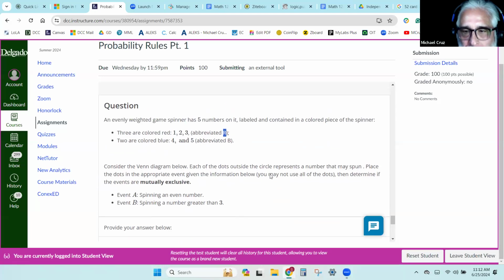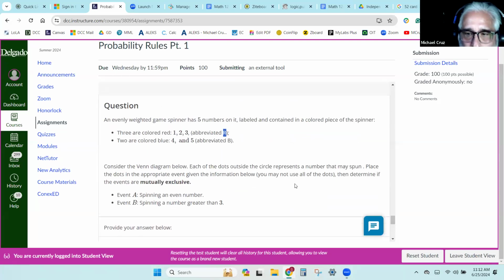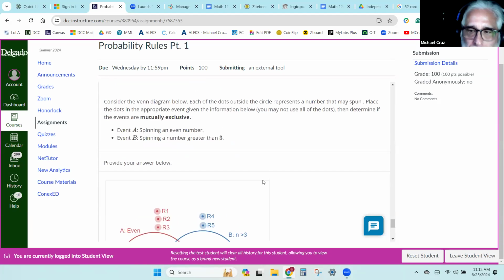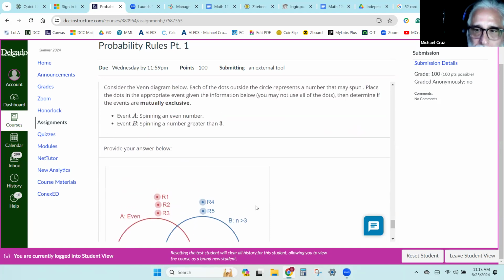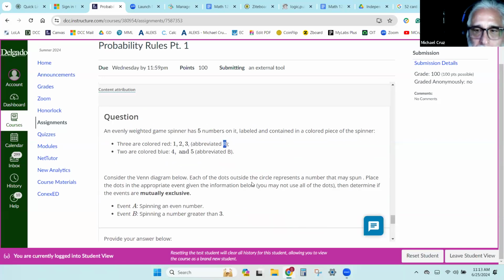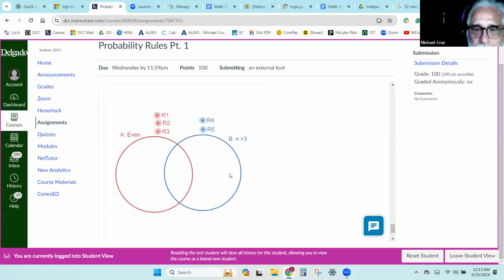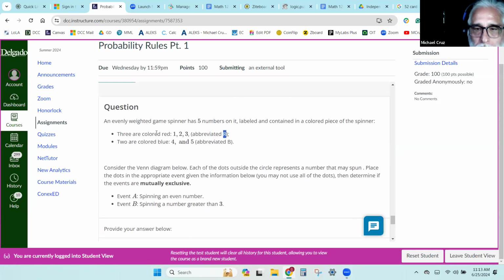All right. So what you got here is you can go on even or you can go on blue. And this is kind of what makes it a little bit tricky, because they talk about event A. Okay, so event A is even, and event B is greater than 3. So now let's look at what they're telling us. Somewhere they're going to tell us 3 are colored red. So 1, 2, and 3 are red.